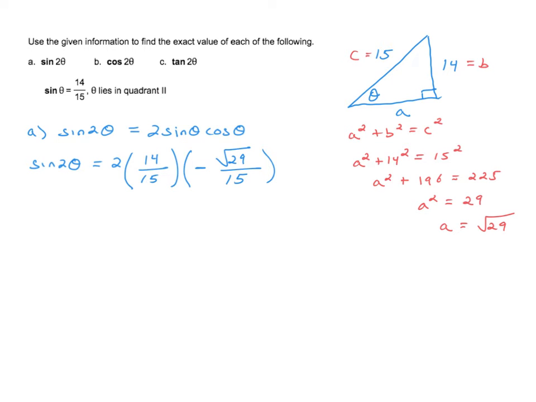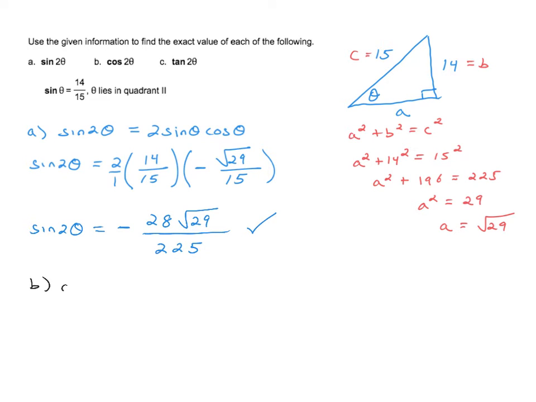The rest of this problem is just multiplying the numerators and the denominators and potentially canceling any common factors. I don't see any common factors between the numerators and the denominators. I know the whole answer is negative. If I multiply the numerators, I get 28 times the square root of 29, all divided by 225, and that is the answer for sine of 2 theta. All right, on to part B.